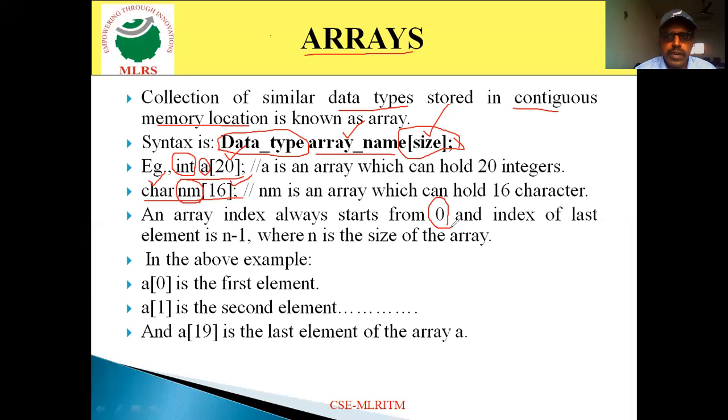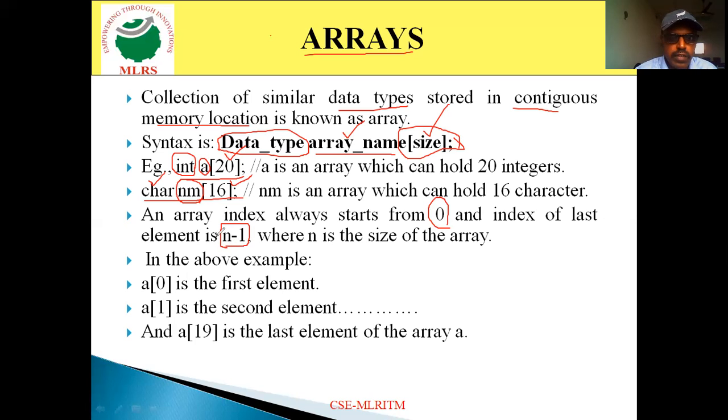From 0 onwards the index will start, and the last element in the array is at index n minus 1, where n is the size. The starting index is 0 and the ending index is n minus 1. In this manner, we can access the elements in the array.